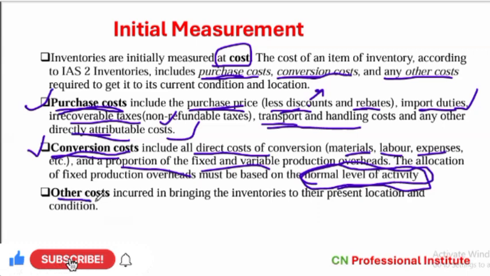And we have other costs incurred in bringing the inventory to their present location and condition. So that's the initial measurement of inventory: inventories are initially measured at cost. And we said the cost can either be the purchase cost, the conversion cost, or any other cost that is directly attributable or required to bring the inventory to its present condition and location.